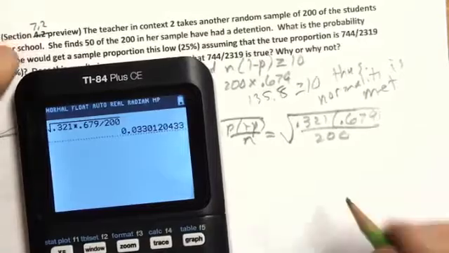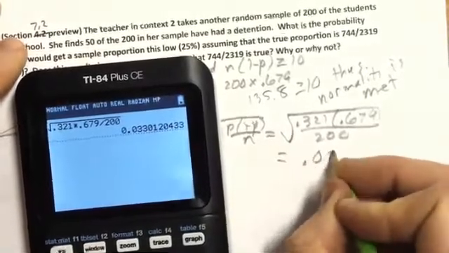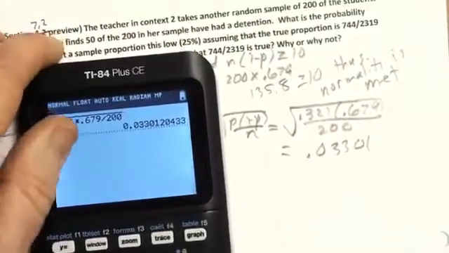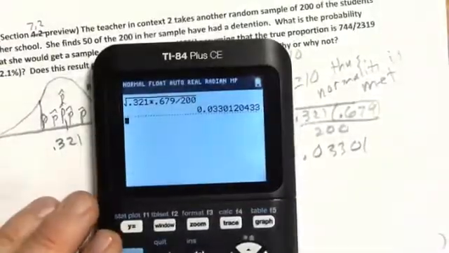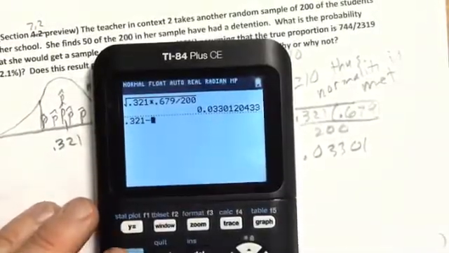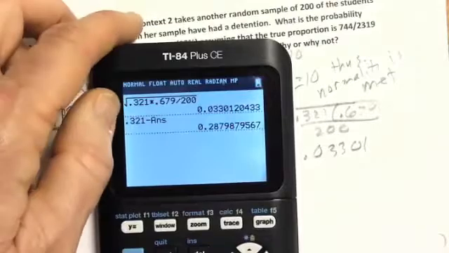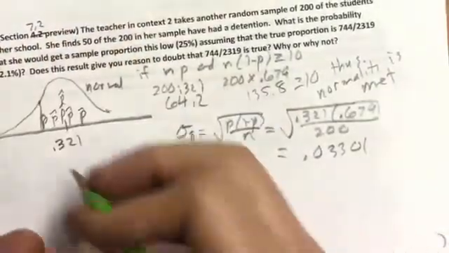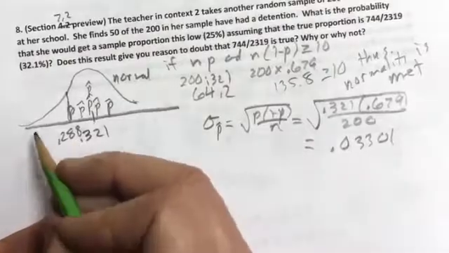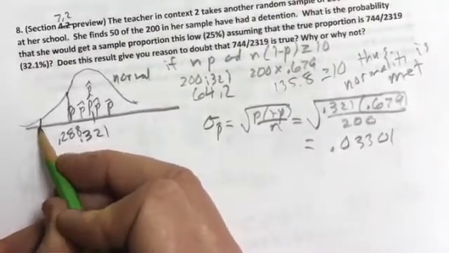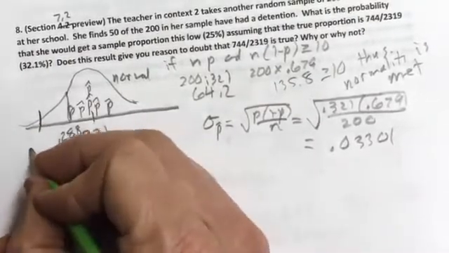And so we get our standard deviation is 0.03301. So if we go down one standard deviation from there, if we say 0.321 minus that, we get about 0.288. So that's one. So 0.25 is somewhere down here, pretty far.